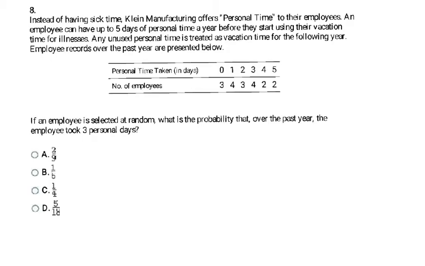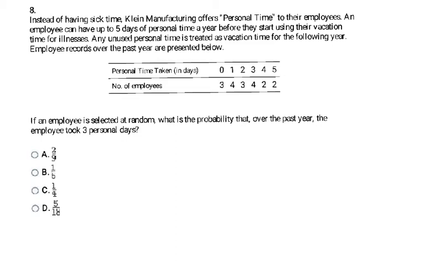Here's our last example. Instead of having sick time, Klein Manufacturing offers personal time to their employees. An employee can have up to 5 days of personal time a year before they start using their vacation time for illness. Any unused personal time is treated as vacation time for the following year. Employee records over the past year are presented below. Personal time taken in days, and then we have 0 through 5, and then the number of employees that did each of those. So if an employee is selected at random, what is the probability that over the past year, the employee took 3 personal days?